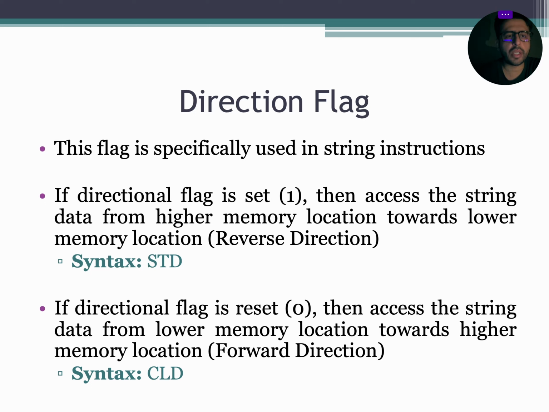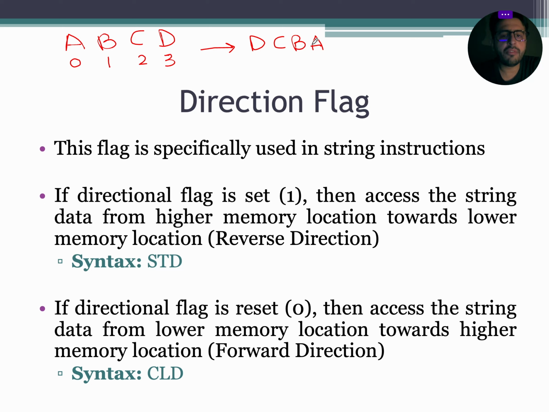Let us consider this string. In the given string, A is at index 0, B is at index 1, C is at index 2. For direction flag equal to 1, the system will access this string in reverse order, that is from index 3 towards 0. So the access string will become D, C, B, A. You can set the value of direction flag to 1 by using a command std, where st stands for set and d stands for direction flag.